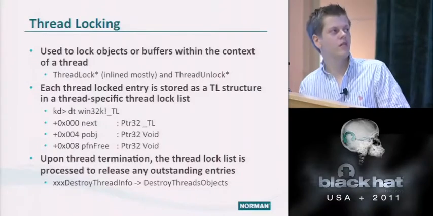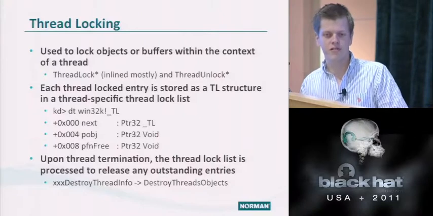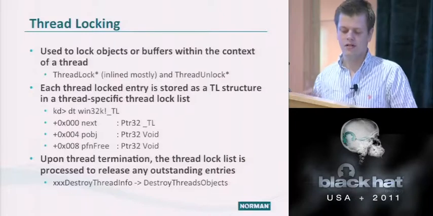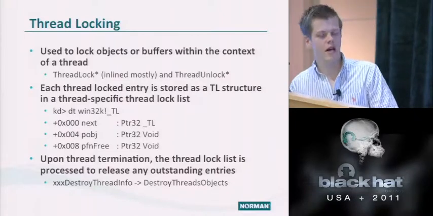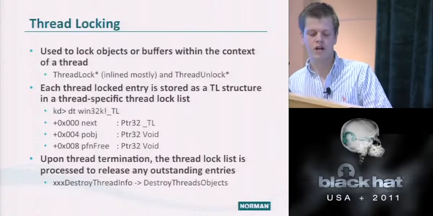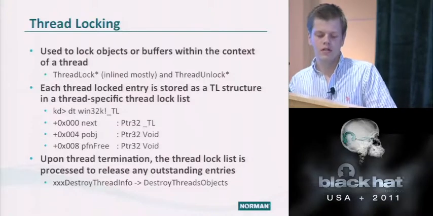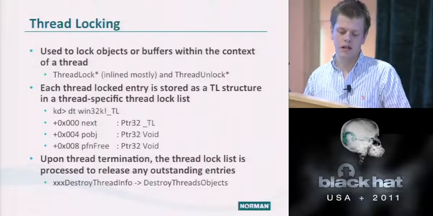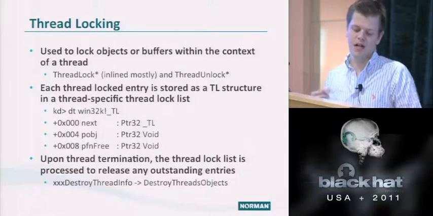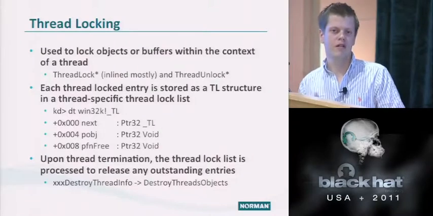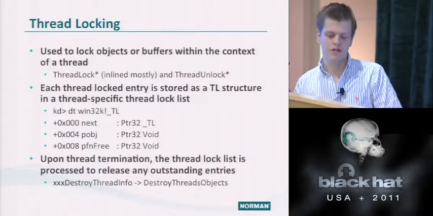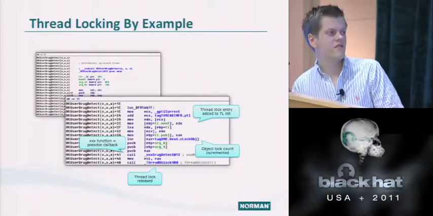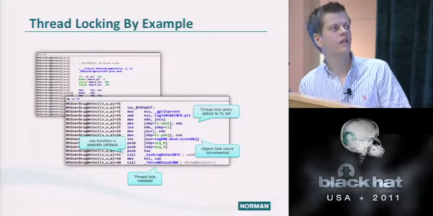If you look into the assembly, you'll usually see that these functions are inlined, or at least the thread lock function is inline. Each thread lock entry is stored as a TL structure, or thread lock structure, and stored on a list. So if the programmer forgets to unlock and the thread terminates, it will actually iterate through this list and free all the entries. This mechanism is quite good actually, and this is how you would typically see it in Win32k.